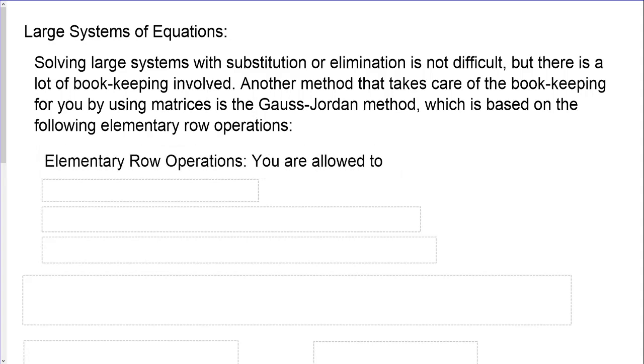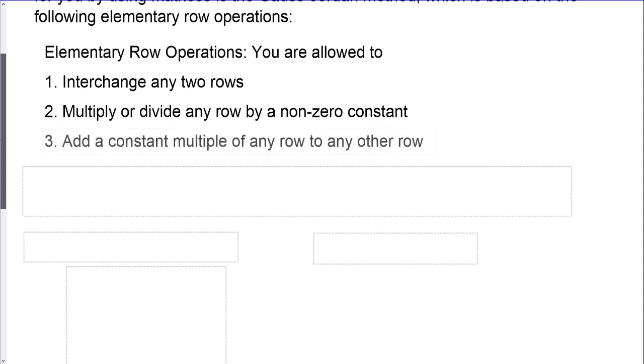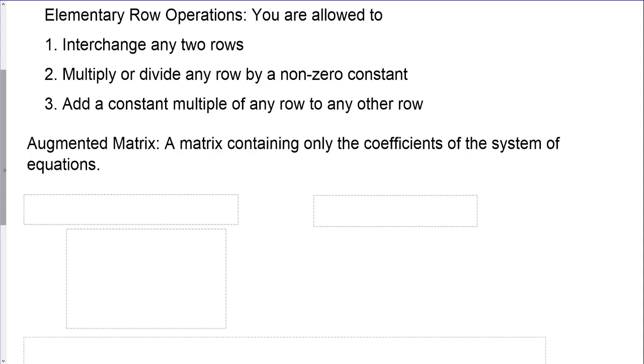By the elementary row operations, you are allowed to interchange any two rows, multiply or divide a row by a non-zero constant, and add a constant multiple of any row to any other row. These are the same rules that guide us in using the elimination method. They're just generalized for the use of matrices, which means we have to change our system into what's called an augmented matrix, which is a matrix containing only the coefficients of this system of equations.